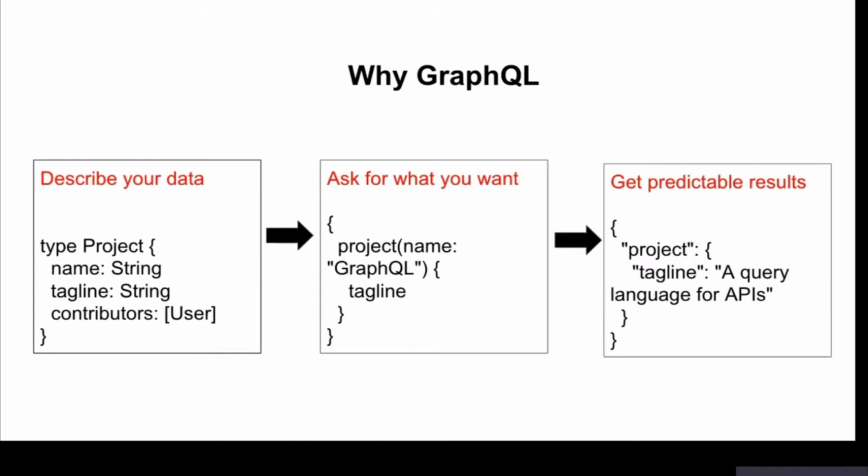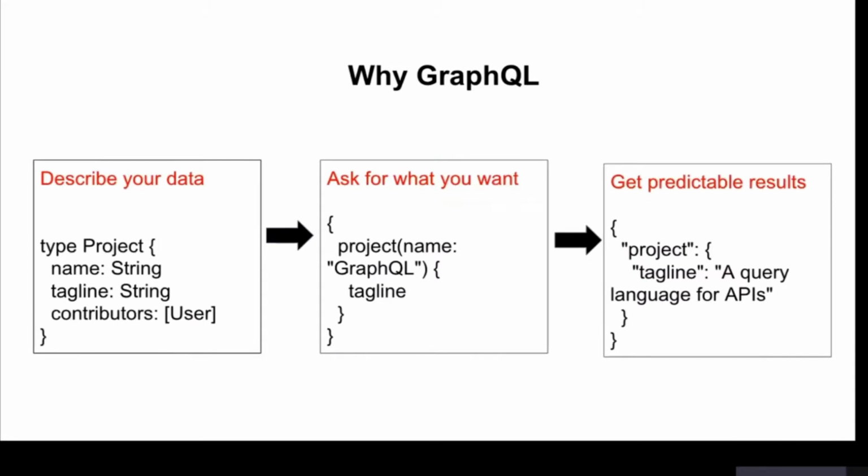The second box shows that we are asking for information. So here, we are querying projects. We passed in an argument of name that has a string of GraphQL to give the property of tagline. So here we are requesting the property of tagline from the argument of GraphQL, querying projects.